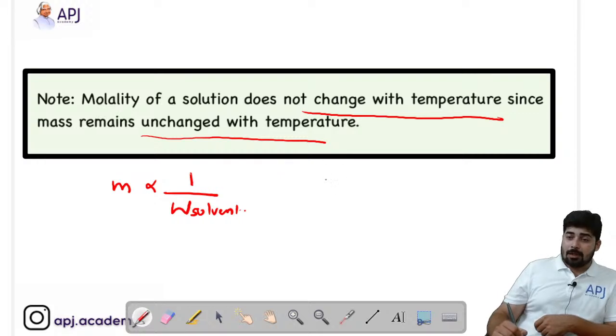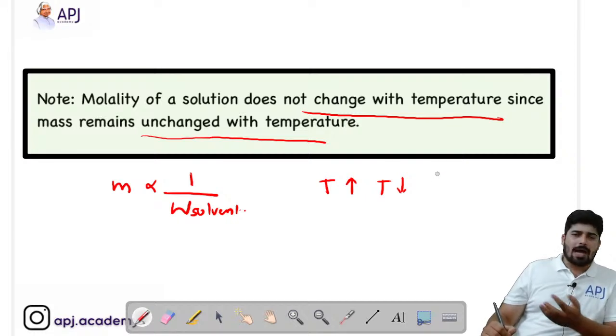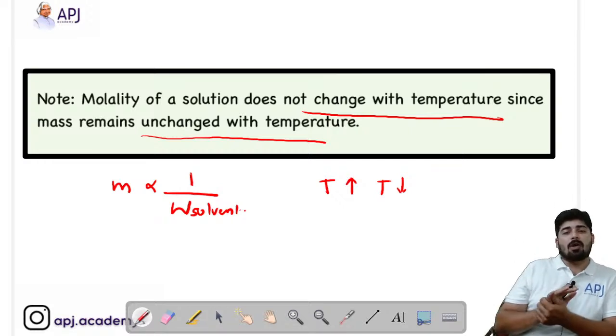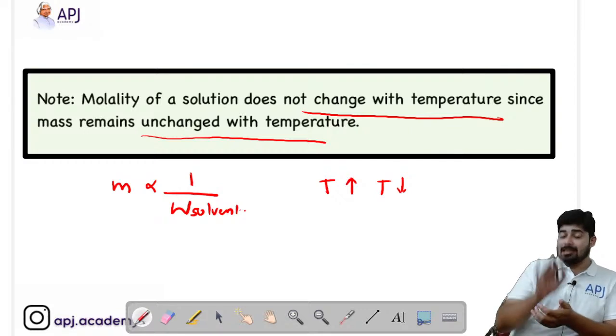So if you increase or decrease the temperature, does the weight change? No, absolutely not. The weight of a particular solvent or solute will always be constant and it does not depend on the temperature. Hope that is clear. So there is a point in the NCERT textbook. Which of the concentration terms is better to use, whether it is molarity or molality?